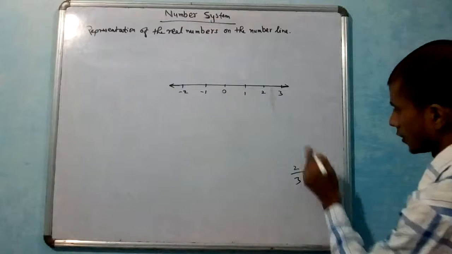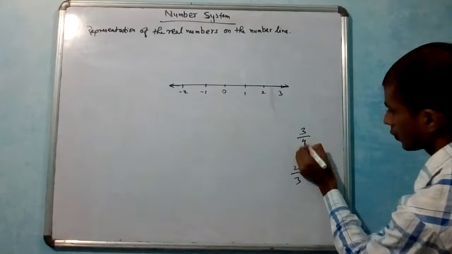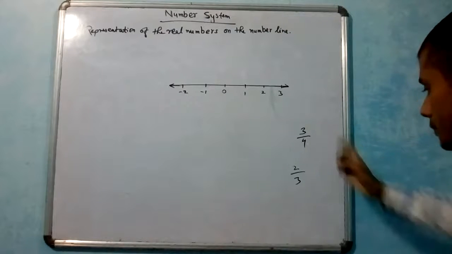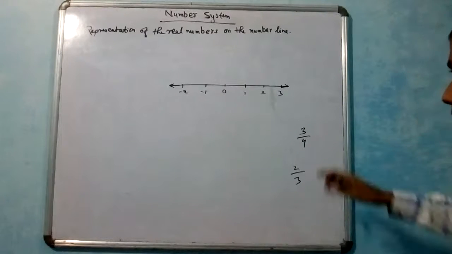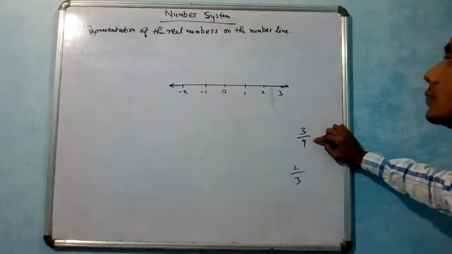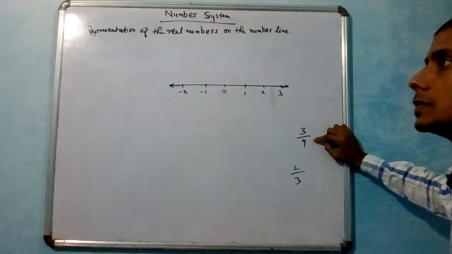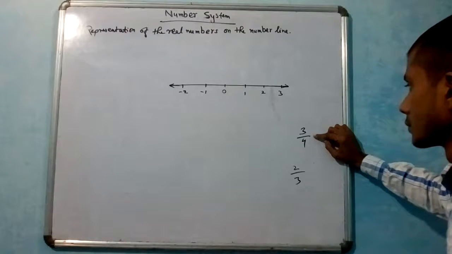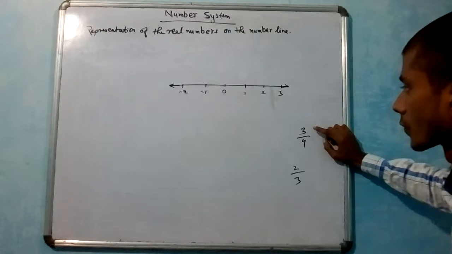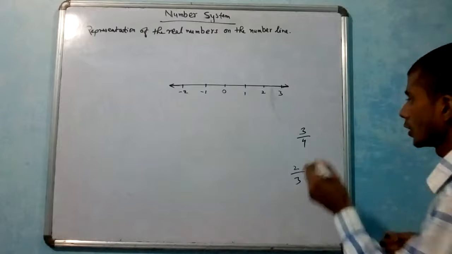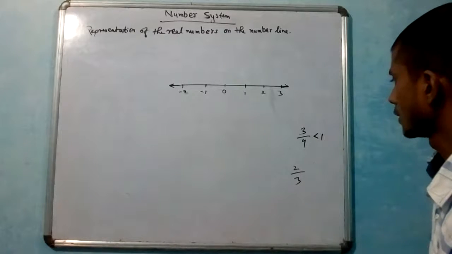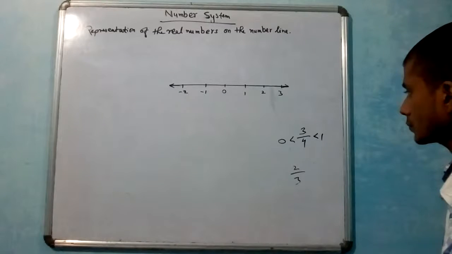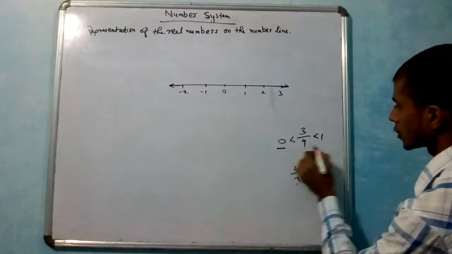In this case, 3 by 4, what to do? Where will it lie? Between which two numbers will 3 by 4 lie? So this fraction is lesser than 1, and since it is positive, it is greater than 0. So it is lying between 0 and 1.